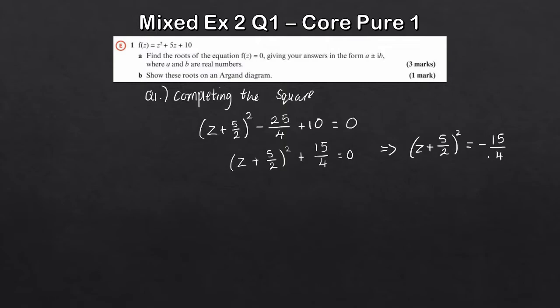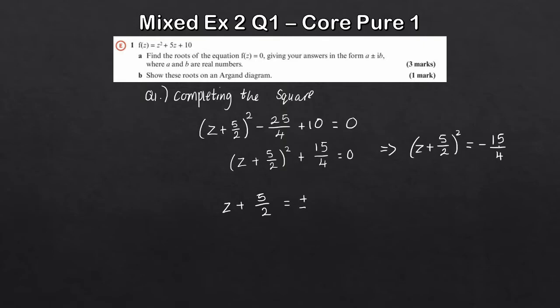Okay, so now we just need to solve this. If I take the square root of both sides here, we can then go about solving it. Taking the square root of the left hand side just gives me z plus 5 over 2. That's going to be equal to the plus or minus the square root here. Make sure you take both square roots, plus or minus.